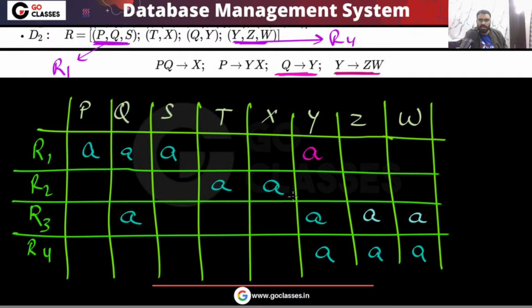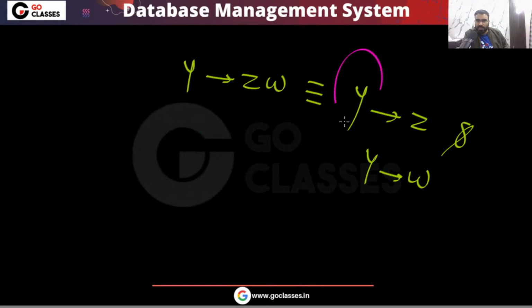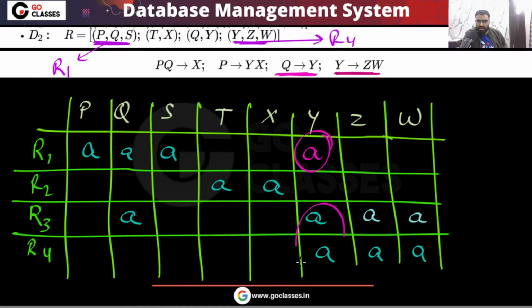Okay, what else can I apply? Now let's see, can we apply some other FD? You can see again I can apply Y determining Z. Whenever two tuples have the same Y value, they must have the same Z value. So look at these three tuples, they have the same Y value, so they must have the same Z value. And remember, they must have the same W value because Y determines W. So here also I will put a, here also I will put a.